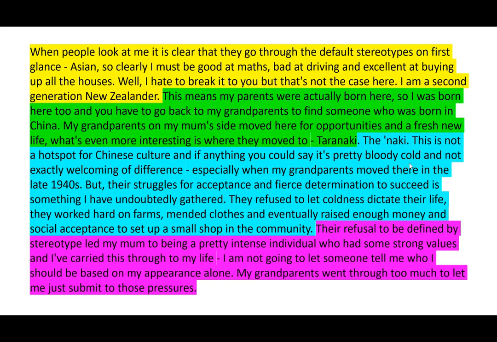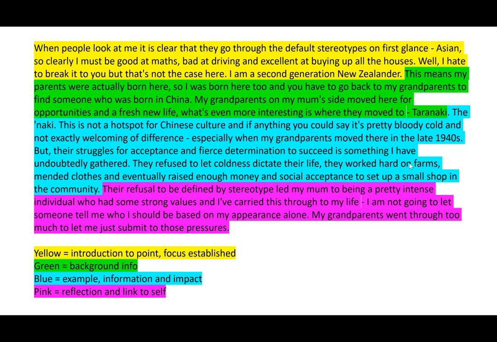Then what I've got here is the main point, the first one, because it's probably the best developed point that you'll see there. So I've got four sections of colours, and this one here I've explained what they are. So the first bit is the yellow. So here they've introduced the point. So they've talked about their ethnicity.